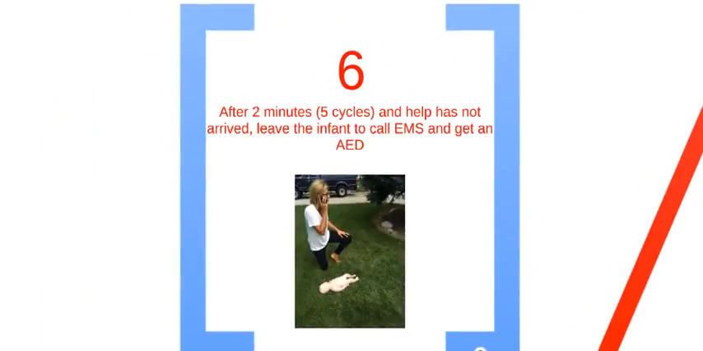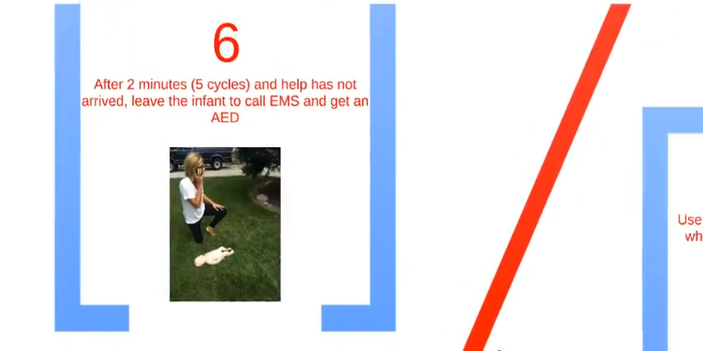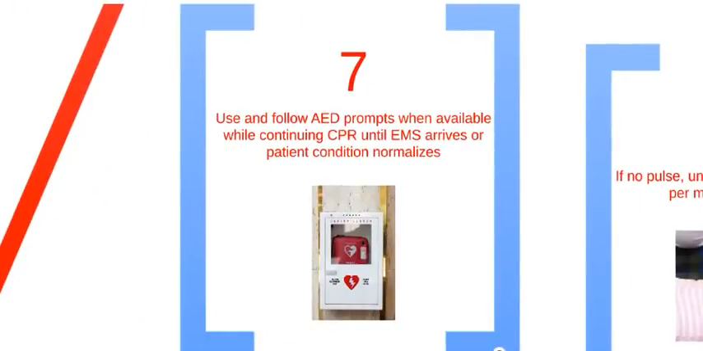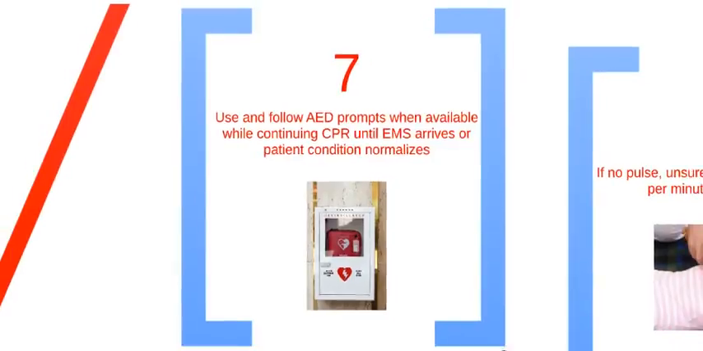Step 6. Leave the infant to call EMS and get an AED after doing CPR for 2 minutes or 5 cycles. Like always, use the AED and follow its prompts, and continue CPR until EMS arrives or the infant's condition normalizes.